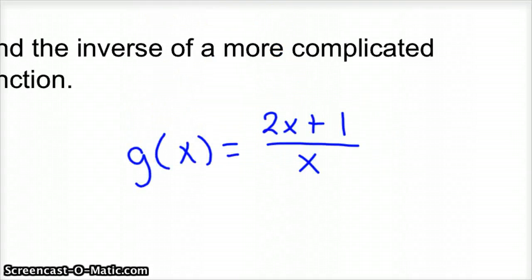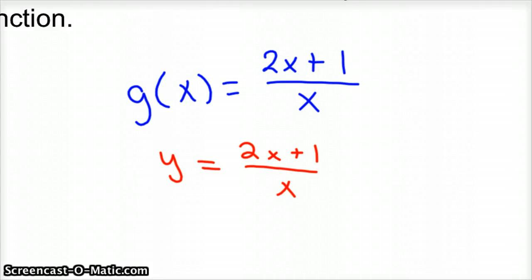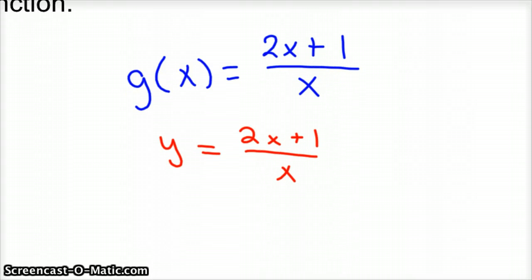Let's see a little bit more complicated one. In this case, we've got g(x) equals (2x plus 1) over x. First off, let's follow step 1 of the algebra cookbook: y equals (2x plus 1) over x. Replace your function notation, your g(x), with a y. And then flip-flop your x's and y's. So x would equal (2y plus 1) over y.